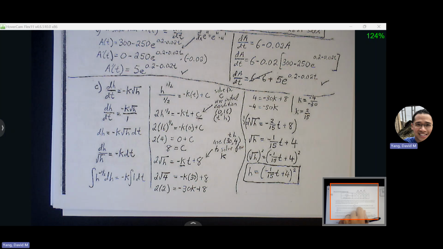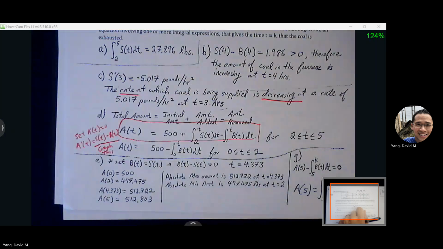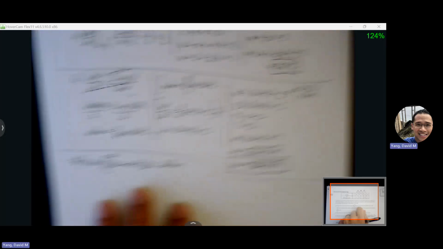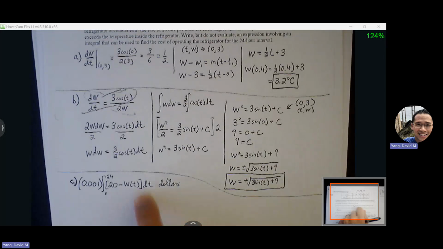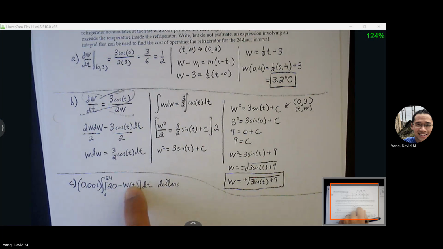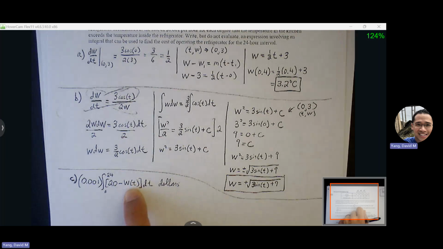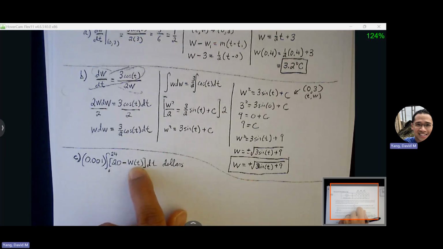Can you go over part C on FRQ 3? Yeah, a lot of students had questions about this. So 20 is the temperature in the kitchen. And W of T is the temperature inside the fridge.